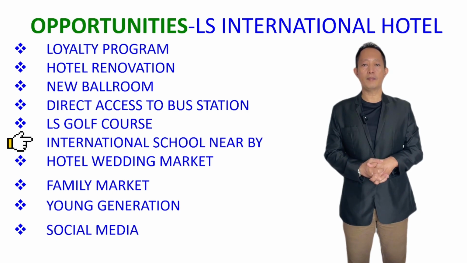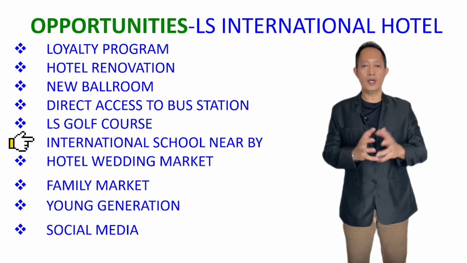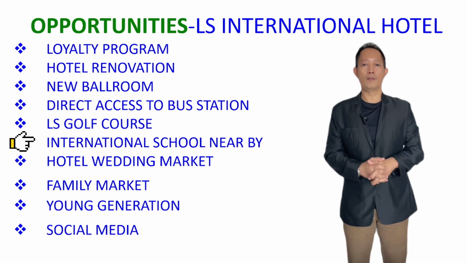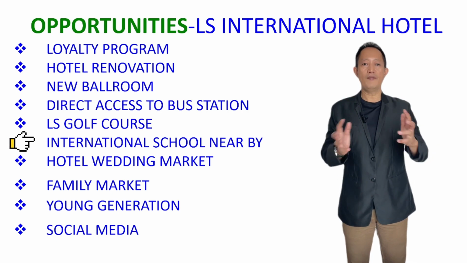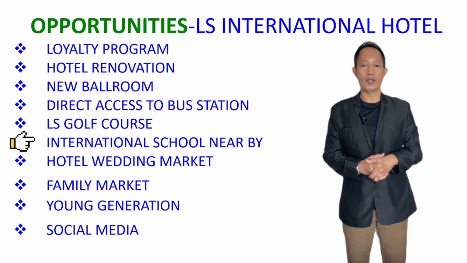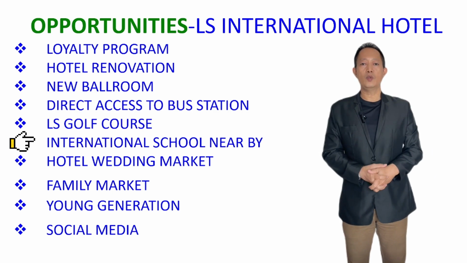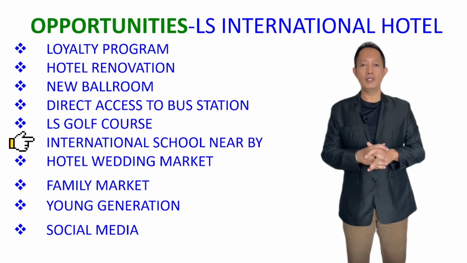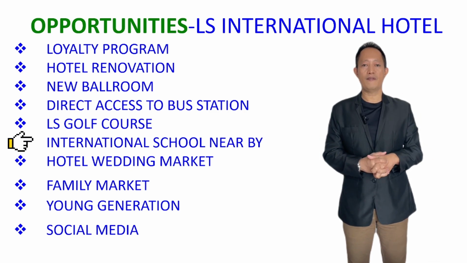International school nearby our hotel. We have a big school next door. They have about 500 students, and this is our big market. We should be able to grab this business from them. 500 means every day at least 2 students have a birthday party. Every day at least 2 mothers have a birthday party. Every day 1 couple has a wedding party. We should be able to grab all of this business. This is our good opportunity for the hotel.